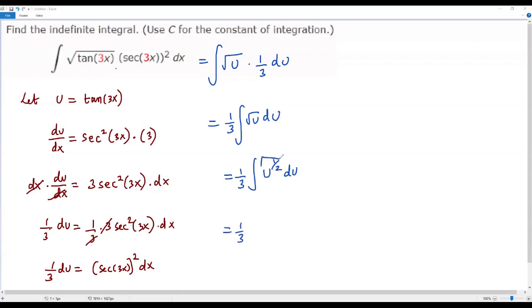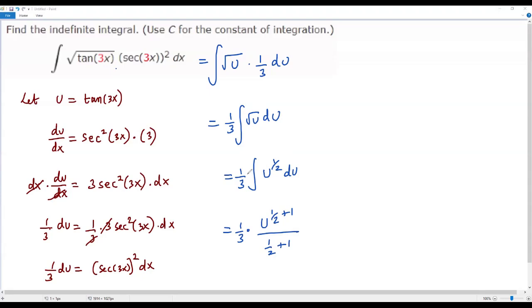Now we can integrate this one using the power rule of integration. That is, we have to add 1 to the exponent and divide the result by the same new exponent. That is u to the power of 1 over 2 plus 1, over 1 over 2 plus 1. Actually, this is an indefinite integral. That is, we don't have the lower limit and upper limit. In integration, whenever we don't have limits, it is called an indefinite integral.